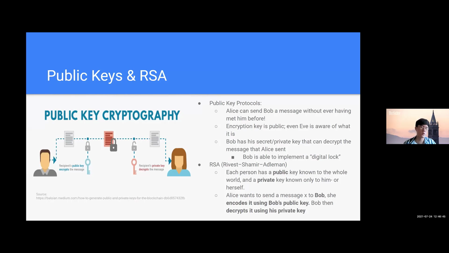So the most representative scheme using the public key protocols is called RSA. Each person has a public key known to everybody and a private key only known to him or herself. Then if someone wants to send a message to Bob, for example, the sender should encode it using Bob's public key, the recipient's one, and Bob, upon receiving the encrypted message, will decrypt it using his private key.